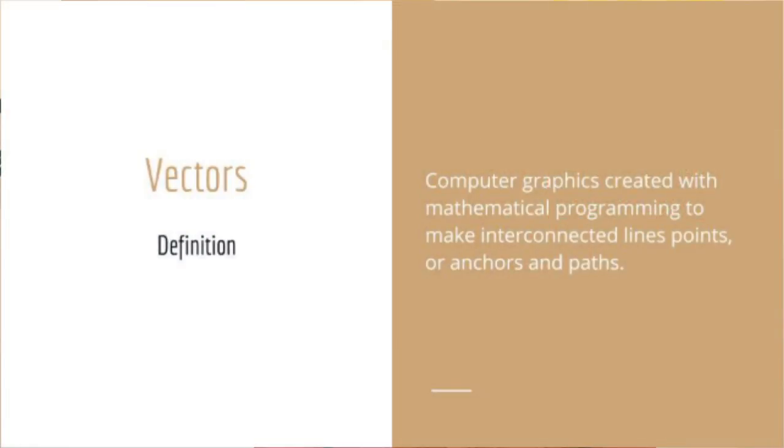The first thing that you want to know about this is that vectors are a type of imagery that are computer generated. To give you an exact definition, they're computer graphics created with mathematical programming to make interconnected lines, points, or anchors and paths. Now, let me throw that all out there again. Vectors are a computer graphic created with mathematical programming to make interconnected lines, points, or anchors and paths. Now, what does that all mean visually?